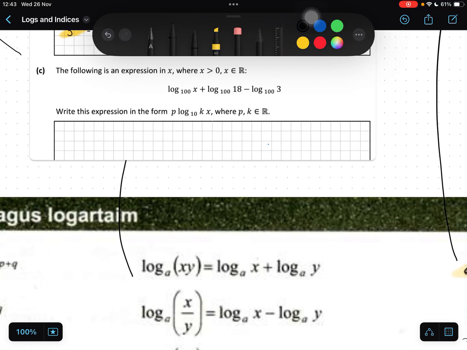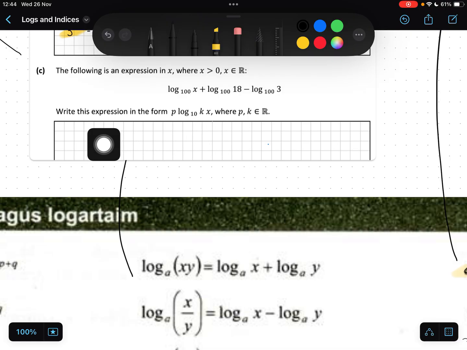Part C, another nice one, just getting used to using our log rules. The first 2 log rules there in particular, so you can see them there. The following is an expression in x where x is greater than 0. X being greater than 0 is just important here because a positive number, no matter what its power is, will have to be positive. So a positive number multiplied by itself loads of times over, it doesn't matter how many, will always be greater than 0. So it's just confirming that this is always true. Write this expression in the form p log 10 kx.